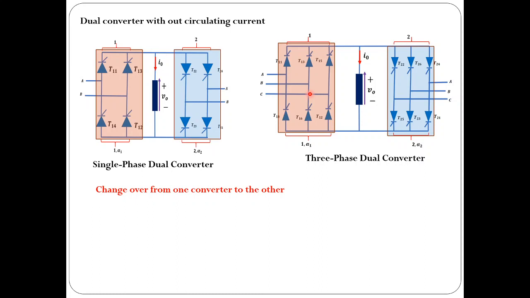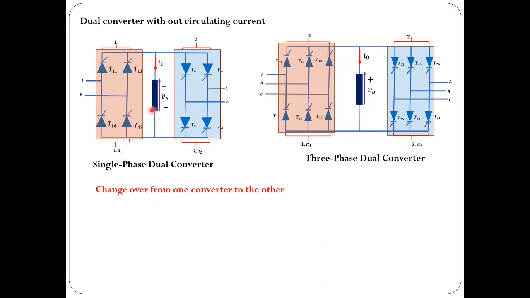So for example, let me say that converter 1 is operating and converter 2 is kept idle. It is not conducting any current. And I want to change the operation from this to this. For example, I would like to go for reversal of current. If converter 1 alone is operating, then the current direction is this way, that is positive from top to bottom. Current will flow this way.